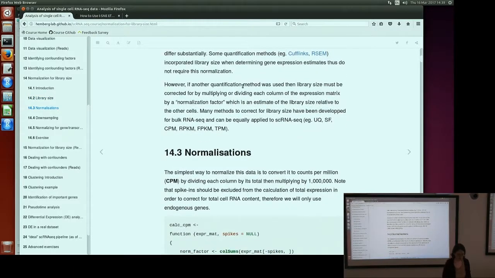Some quantification methods, such as cufflinks and RSEM, actually incorporate library size when they estimate the expression level for your genes in their model, so then you don't need to do library size normalization after the fact. But typically you'll be producing raw read counts or raw UMI counts, in which case you need to normalize for library size.